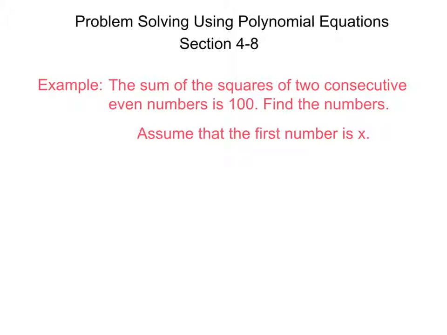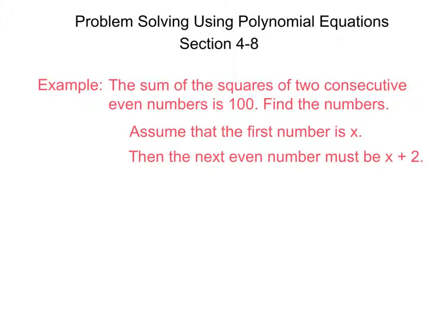So if we start off and assume that the first number is x, then the next even number must be x plus 2. So if I take the information from the problem, I can write an equation that says x squared plus (x plus 2) squared is equal to 100, which is exactly what it said in the problem, where the sum of the squares of two consecutive even numbers is 100.